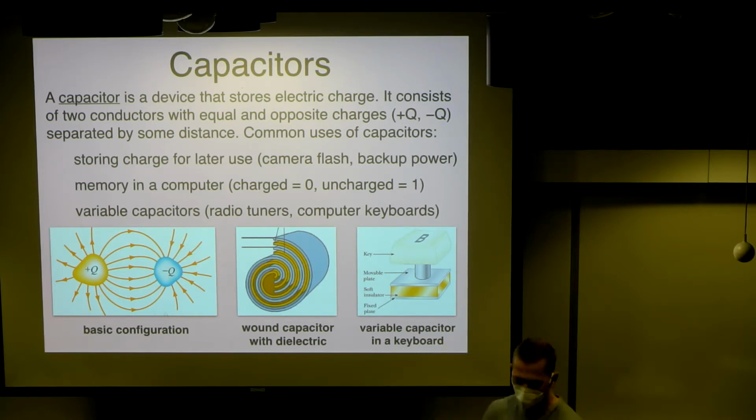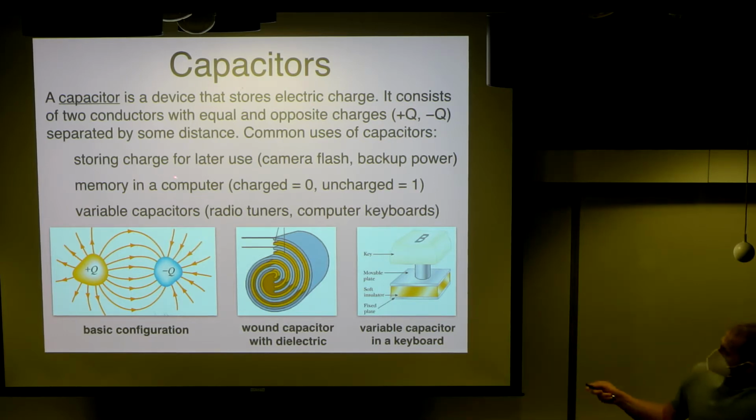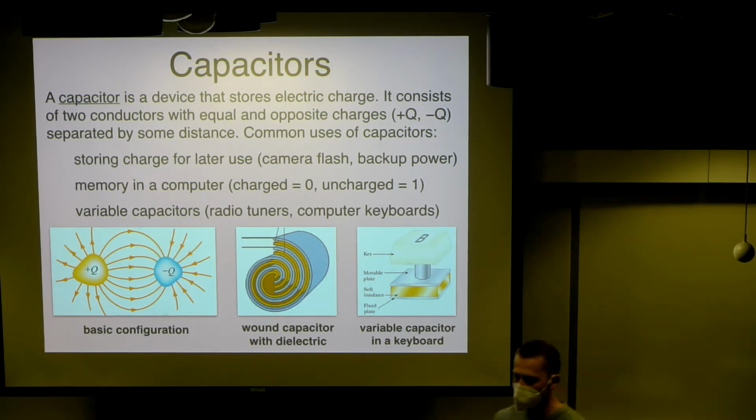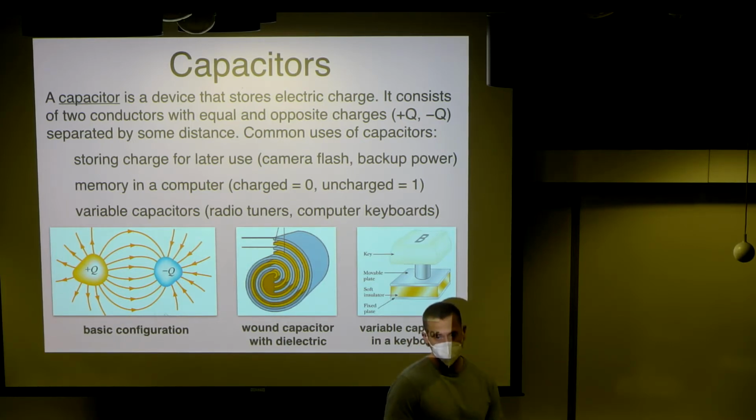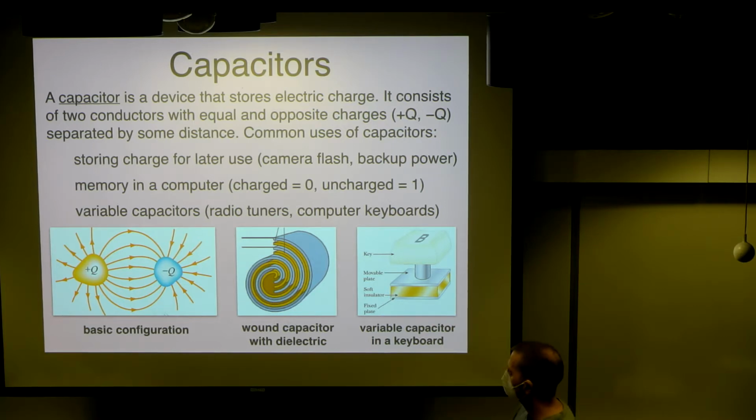Now, here are some of the common uses for capacitors, by the way. So, for one, they're really good at storing charge, okay? And if we have some device where we might want to access that charge later, for example, the flash unit in a camera, or let's say a backup power source in a computer, that would be a good use of a capacitor. Capacitors can also be used for memory in a computer. So, for example, we could have the 0 as a binary digit represented by a capacitor that's charged, and a 1 represented by a capacitor that is uncharged, right? That could be used for storage of memory.